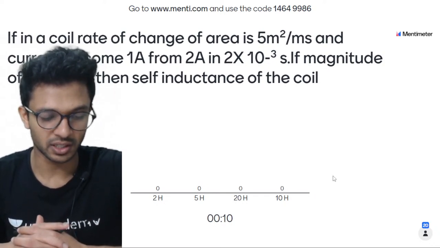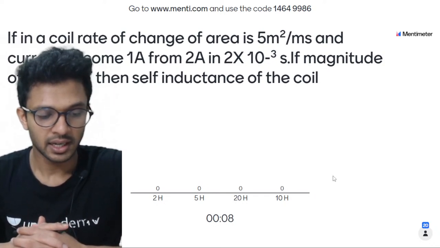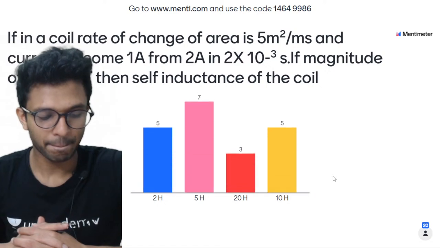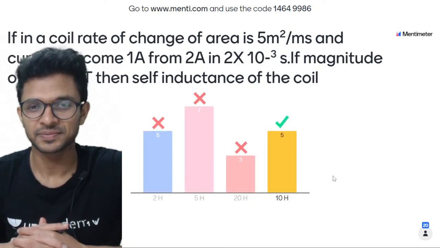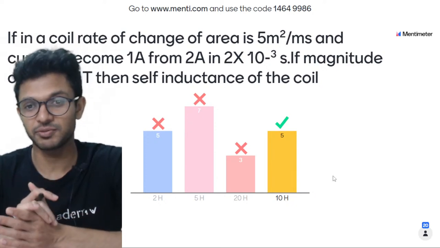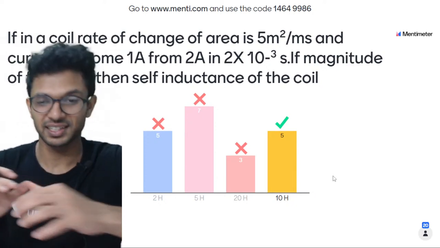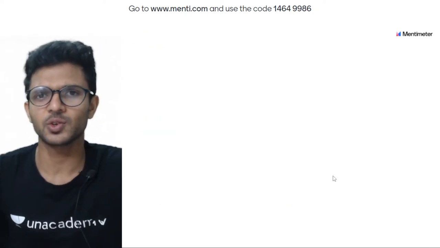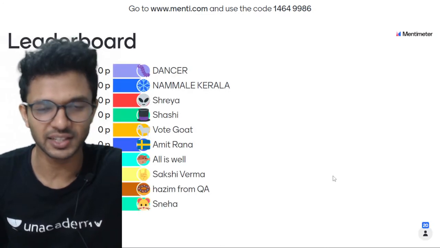That I can say. Okay, are the people done? Wow, very good, very good. 5 students got it correct. Let me see who all are those 5 brilliant students in the classroom.